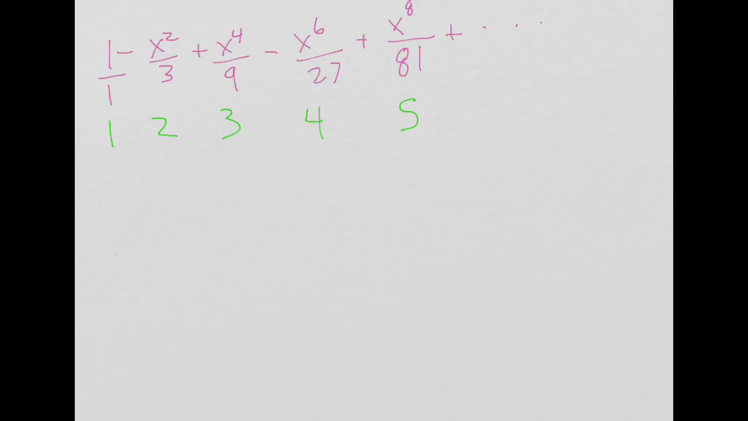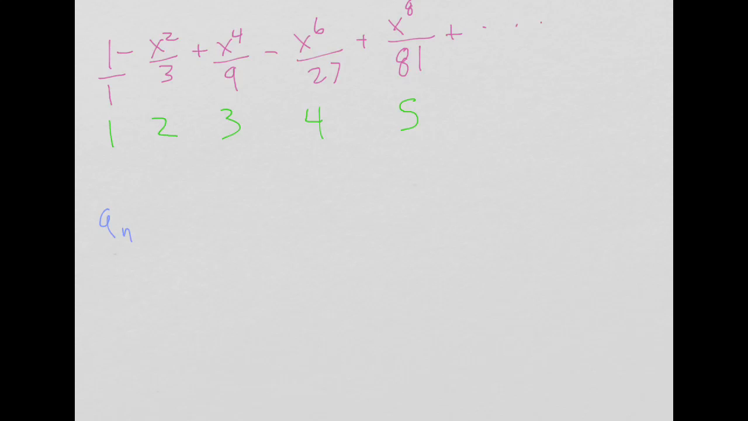In the numerator, look that each time we are increasing by a power of negative x squared. 1 times negative x squared is negative x squared. Negative x squared times negative x squared is positive x to the fourth. Positive x to the fourth times negative x squared is negative x to the sixth. So that pattern will totally work.